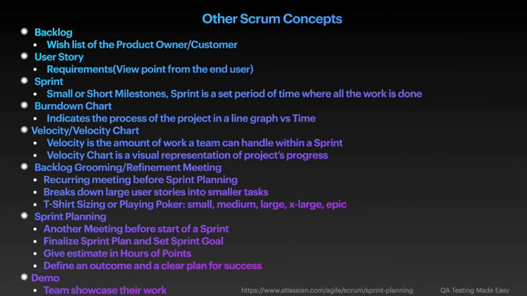Sprint, small or short milestones. Sprint is a set period of time where all the work is done. As I explained before, sprints can be 2 weeks, 3 weeks, or 4 weeks. I even heard of a 1 week sprint. Burn down chart. Burn down chart indicates the progress of the project in a line graph versus time. Demo. Demo is basically where teams showcase their work.